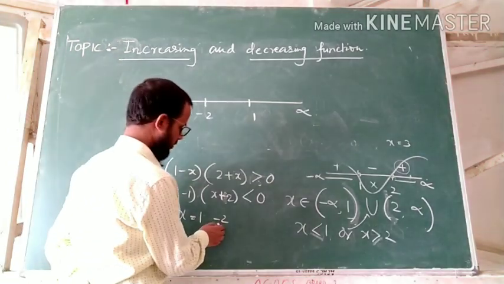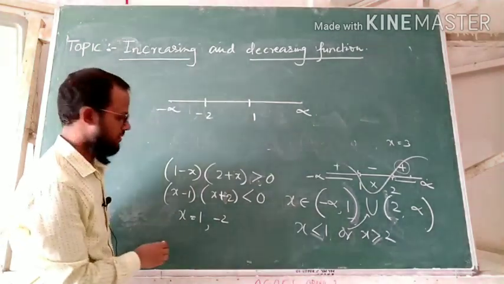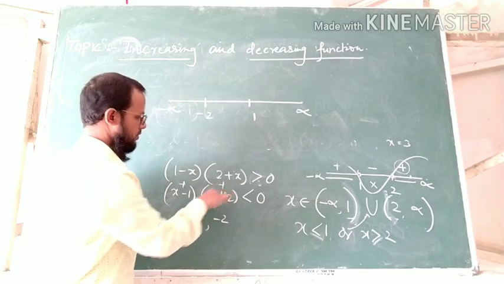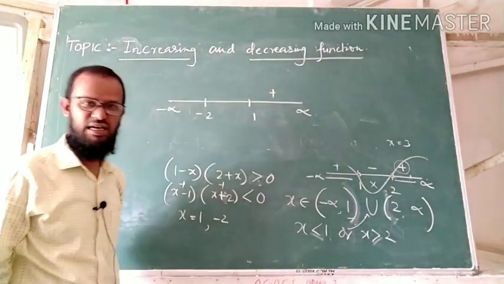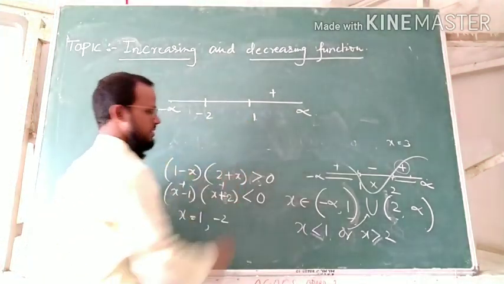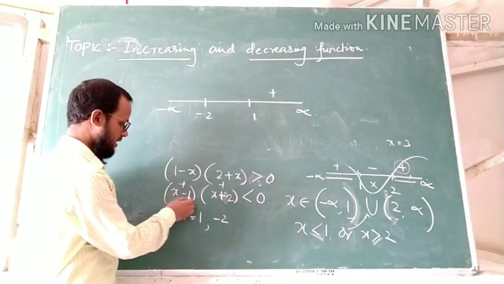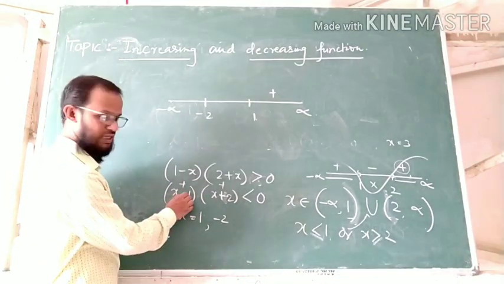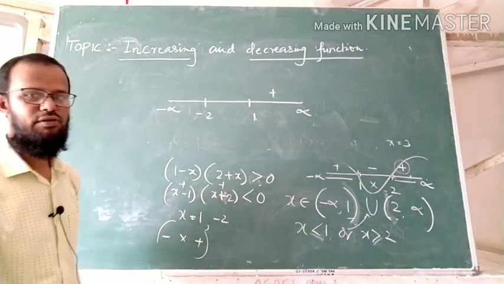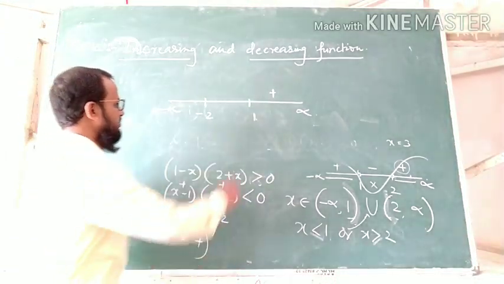Now if you take a point greater than 1, suppose you put 2. If we put 2 here, 2 minus 1 will be positive. 2 plus 2 will be positive. So the result is positive, right? Then you put a number between minus 2 and 1, suppose 0. Take a simple one, 0. So 0 minus 1 will be negative, minus 1. 0 plus 2 is positive. Multiply both, negative into positive is equal to negative. So this sign is negative.